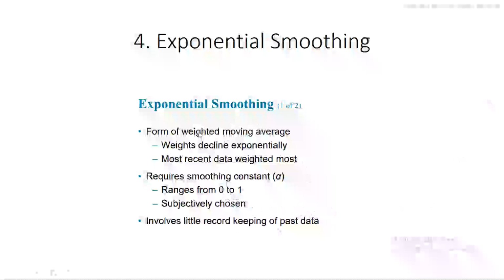Now, how does this exponential smoothing work? Here it is just an extension of the weighted moving average. There is a bit of math attached to it, but I'll show you how you can use exponential smoothing. Here it says weights decline exponentially, because whenever you put e to the power of, let's say, x, it will have a negatively correlated graph.